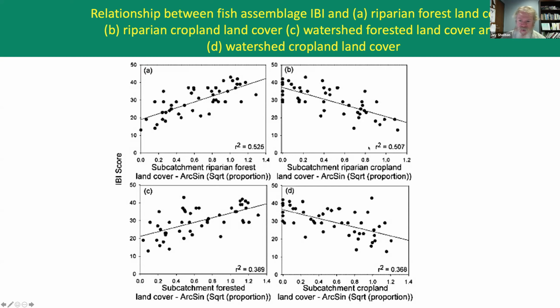So trees good, pastures not so good when it comes to these types of metrics. And the same thing is true here. We're talking about riparian. So here we're talking right next to the stream, but here we're talking about the entire watershed. So the entire watershed down at the bottom, the same thing is true. Forested, as more forested land use you have, the better the scores. The more cropland land use you have, the poorer the scores.